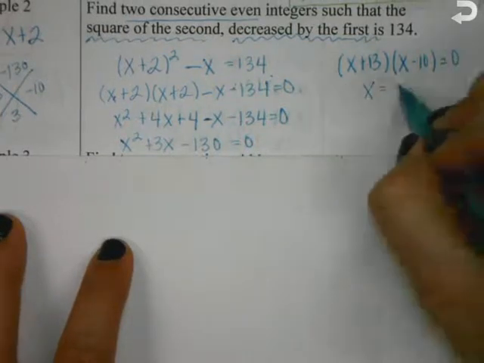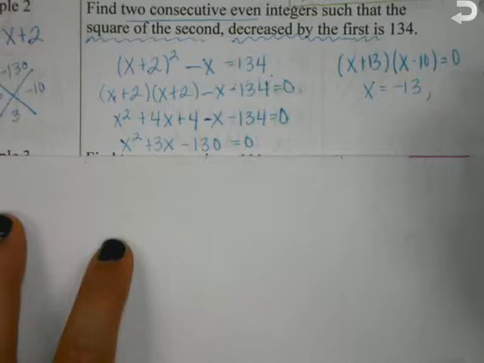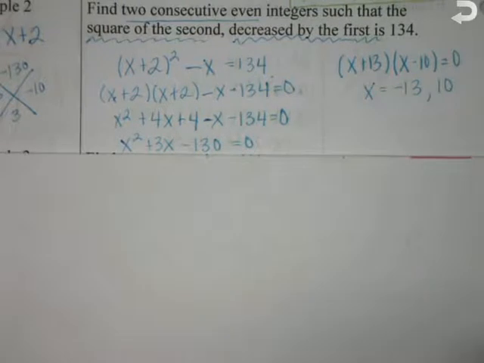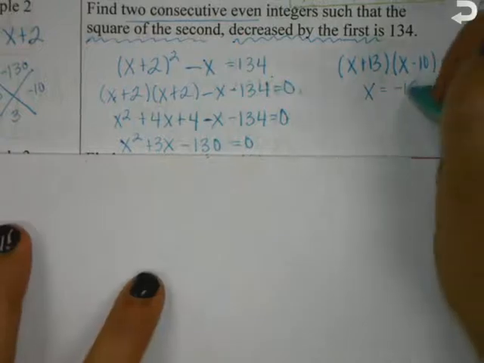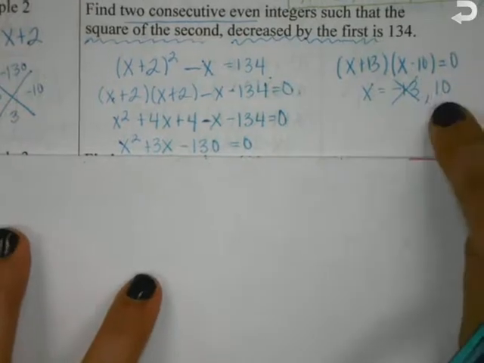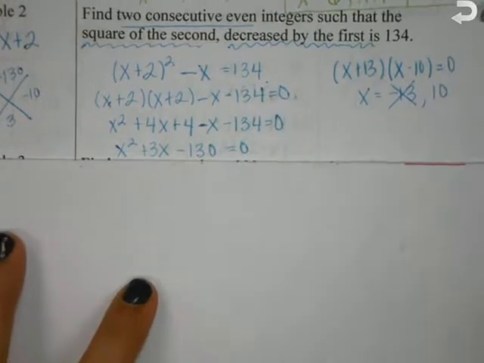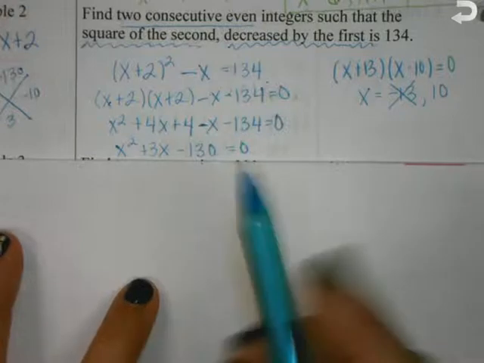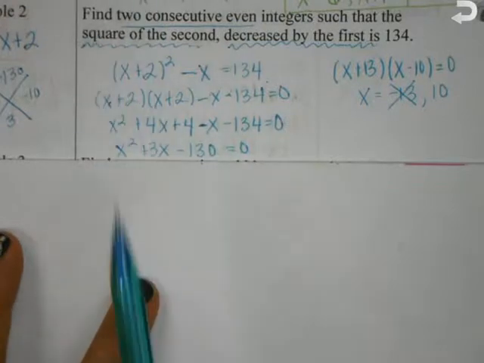Which one do I need to discard? Why? It didn't say anything about it having to be positive. It's not even. It's an odd number, and we want an even number. So by finding x equals 10, did I answer the question? The question wants the two consecutive even integers, so we don't need the sum, just the numbers. So my first one is 10, and what would my next one be? 12.